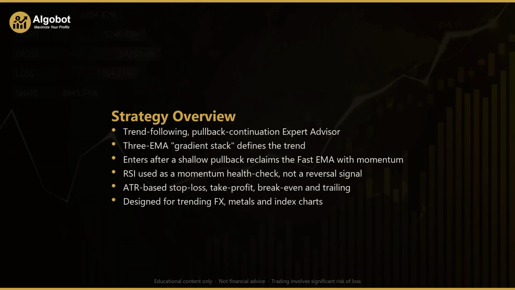Layered on top of that is the Relative Strength Index, used here not to call reversals, but as a simple momentum health check. The strategy wants to see momentum that is healthy, but not overstretched before it commits to a position. This expert advisor is designed with trending foreign exchange pairs, metals, and index charts in mind, on timeframes from 15 minutes up to 4 hours, though the timeframe is chosen when you run it, not locked into the code.